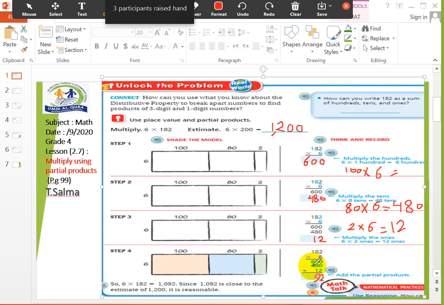Now 6 plus 4 in the hundreds digit. Put 6 in my mind and 4 on my fingers and count. So the answer will be 10. Okay. So this is the final answer. The final answer is 1092. So this is how I will multiply a one-digit number with a whole number.